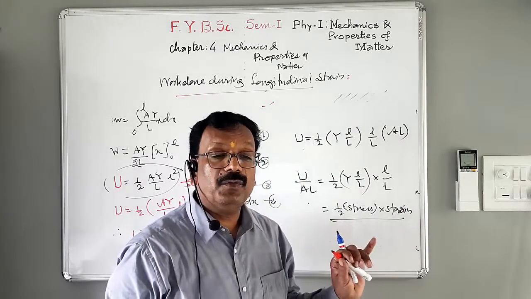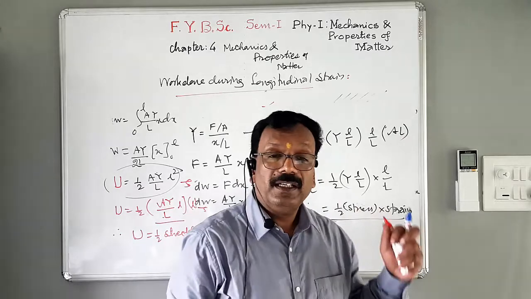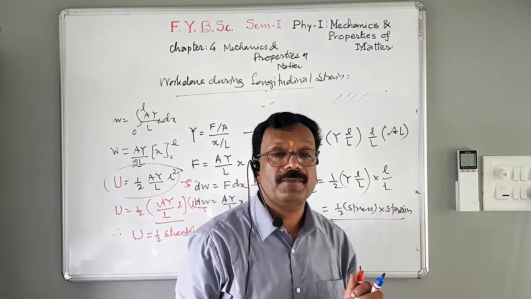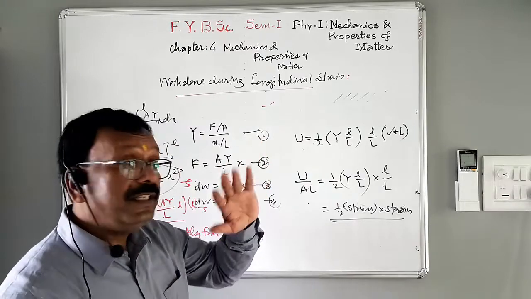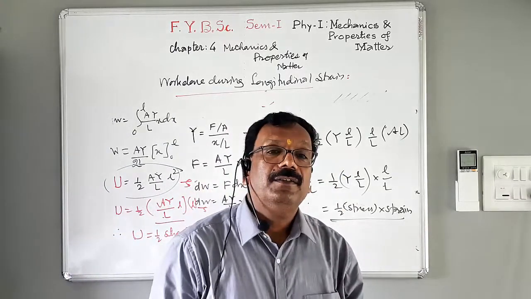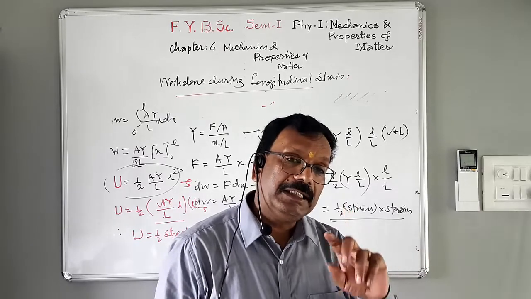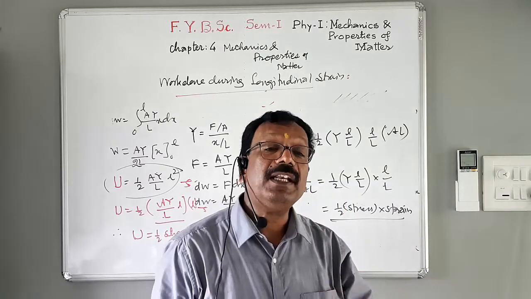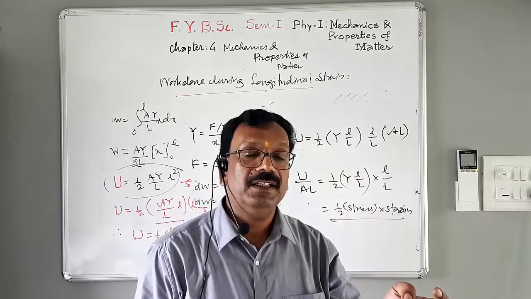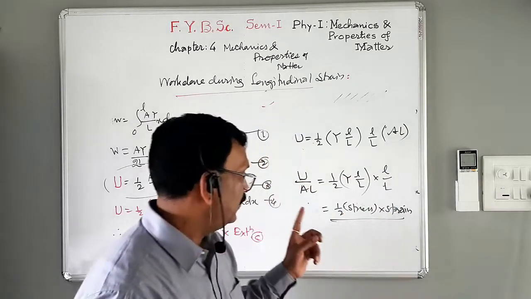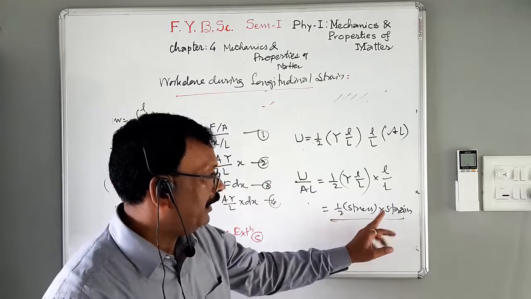Hence work done during longitudinal strain is nothing but 1/2 stress into strain, where strain is longitudinal strain and stress is longitudinal stress. Now in the next lecture we will see the work done during volume strain and work done during shearing strain. Remember that in every strain the final result will be one and the same, that is, during longitudinal strain, volume strain, shearing strain, the work done during every strain is nothing but 1/2 stress into strain.